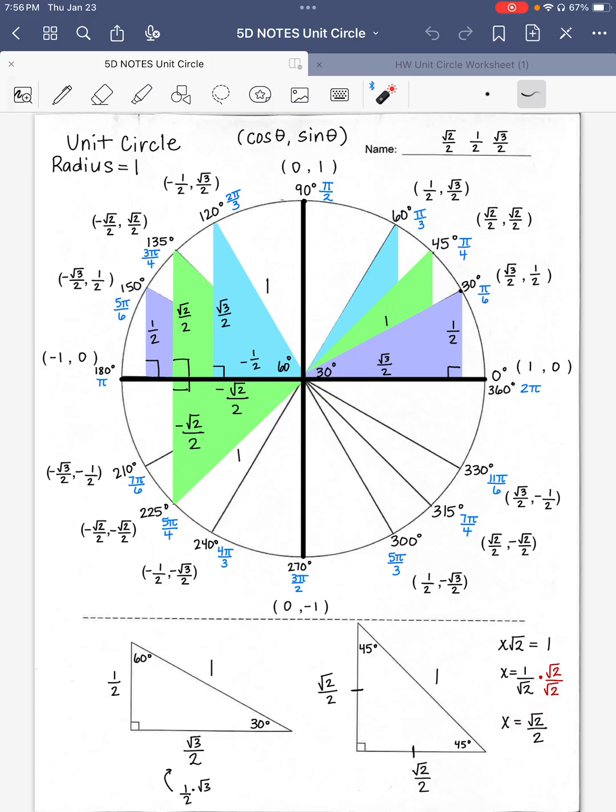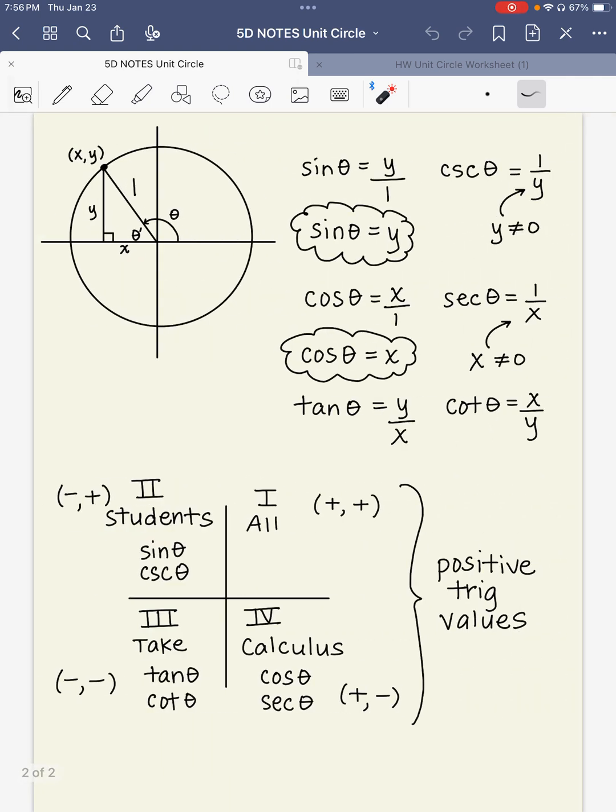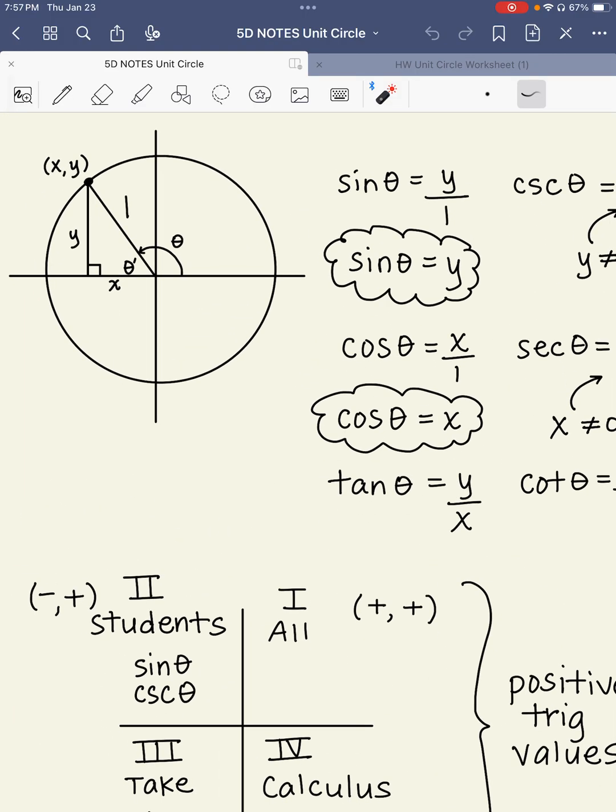On the back of this sheet, we took some additional notes. So I'm going to zoom out even more so you can see why these triangles matter. If you take any point on this circle, you have an x and a y coordinate. The radius is 1 because that's what a unit circle is. And you can find the sine, cosine, tangent of any angle theta by finding the reference angle and using that triangle.